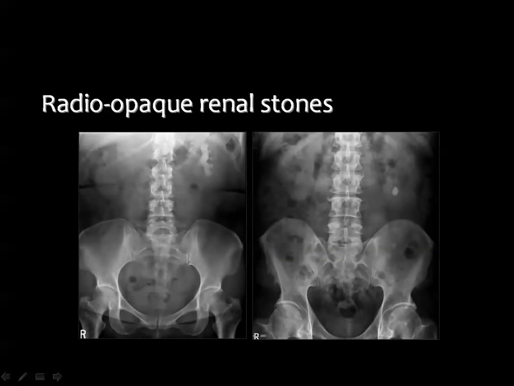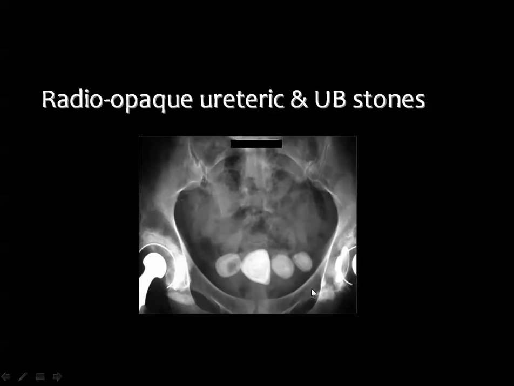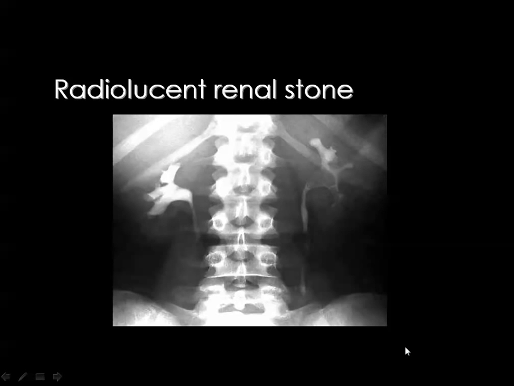Starting first with stone disease, we have radiopaque calculi and radiolucent calculi. Radiopaque calculi will appear in the plain film as dense shadows. This is a small radiopaque calculus in the left kidney, and this is a larger, what we call a staghorn calculus, in the left kidney also in another patient. Then you see a lot of radiopaque calculi in the region of the urinary bladder.